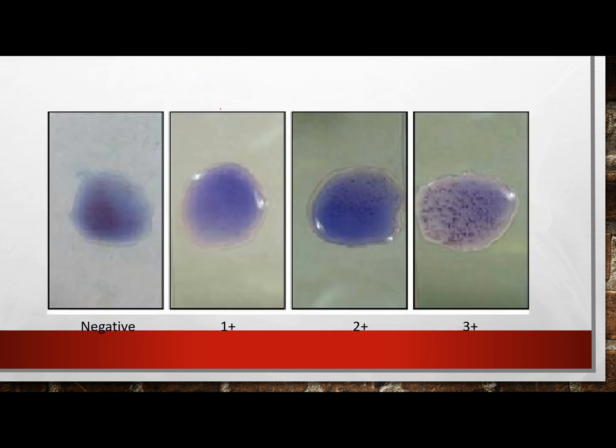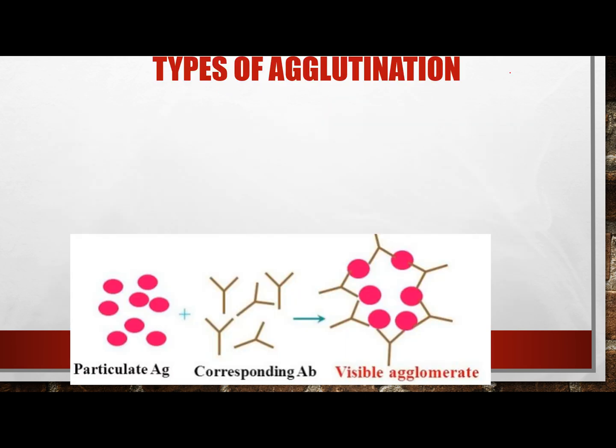Then this is via the slide method, class. So you will be doing this in your immunohematology laboratory, in your blood typing. But we will also be doing this in your immunosero, in other tests. So take note of that. Now let's go to the types of agglutination. The first one is the direct agglutination.